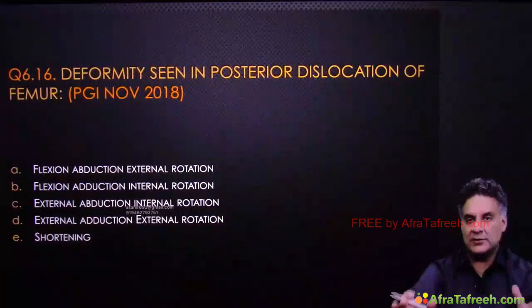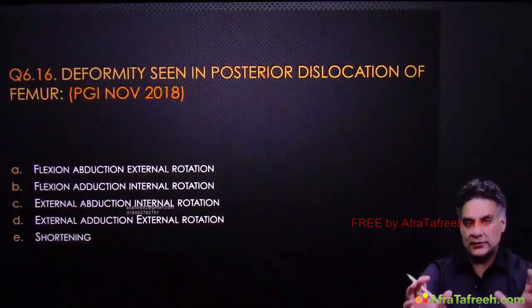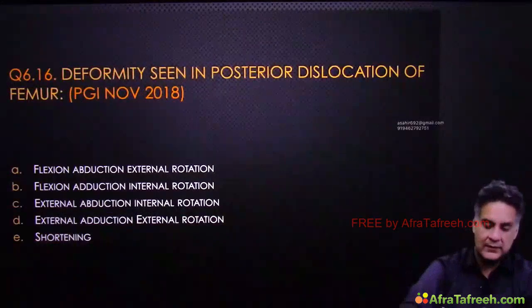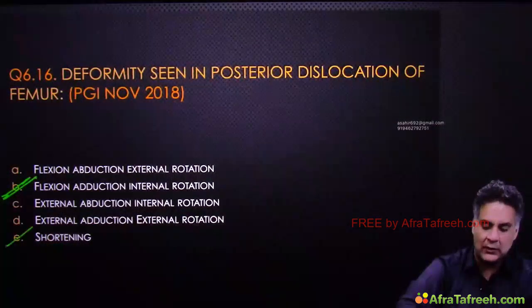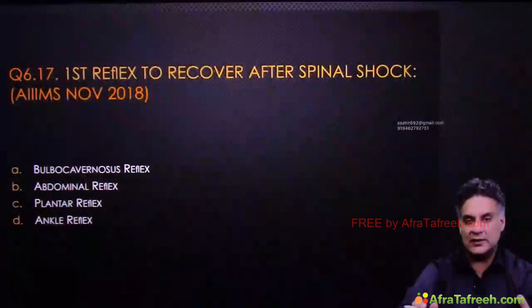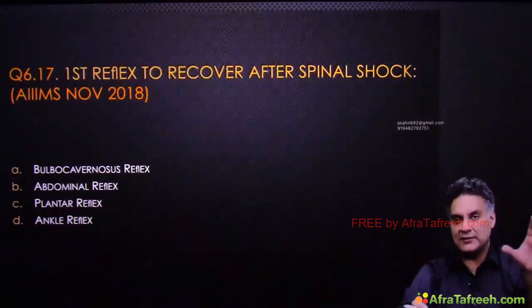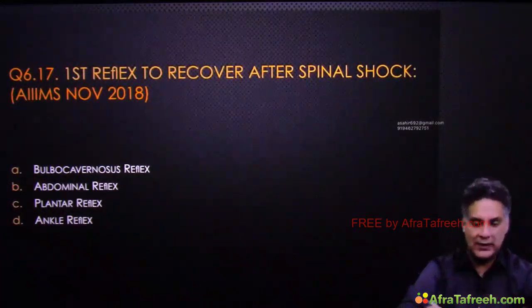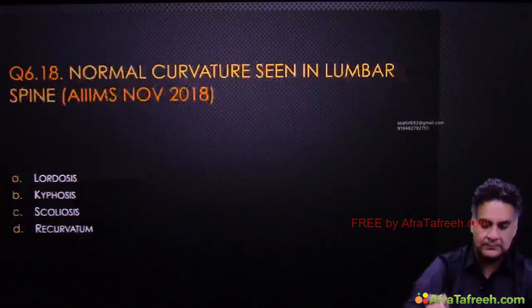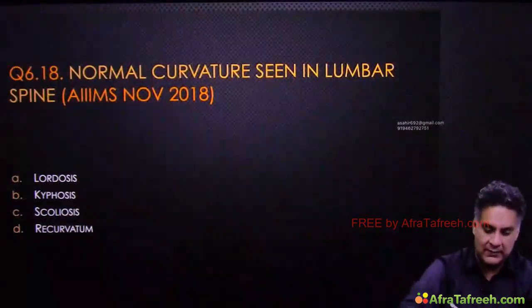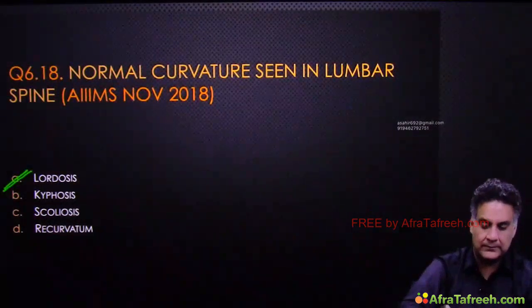Deformity seen in posterior dislocation of femur. When you talk about posterior dislocation of hip joint, you will have flexion, adduction, and internal rotation along with shortening. First reflex to recover after spinal shock: bulbocavernosus, we'll have a short word about it. Normal curvature of lumbar spine: lordosis.